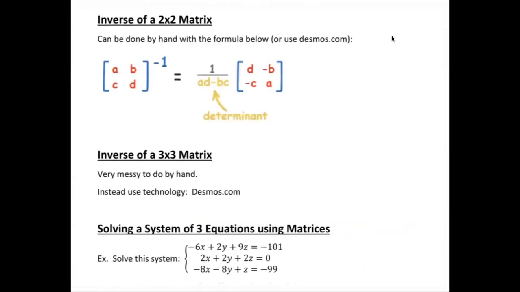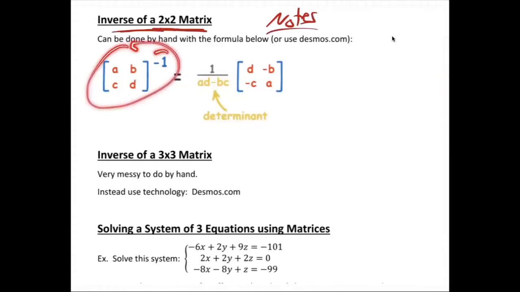So go into the notes. So here's the notes for the class. Here's the inverse of a 2 by 2 matrix. And this means inverse. I show you the formula. It's this and this. Okay, if you notice what we've done, this is by hand first, then we're going to do it with Desmos.com, which is much quicker.